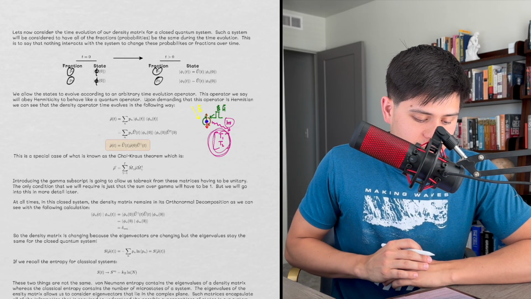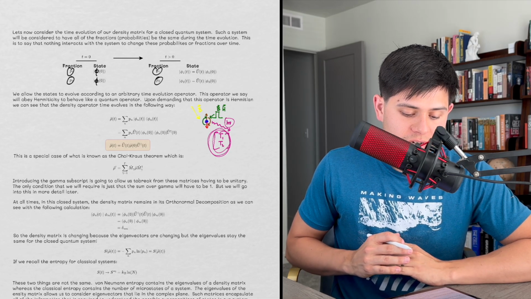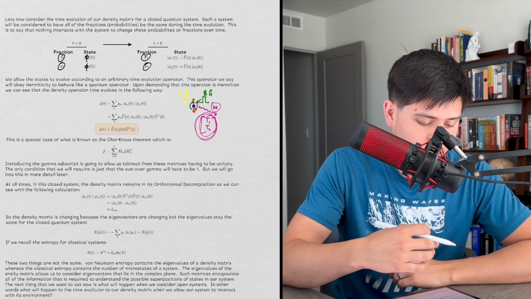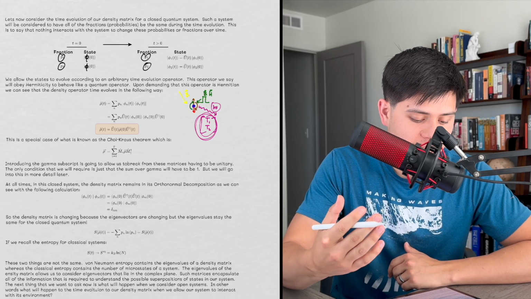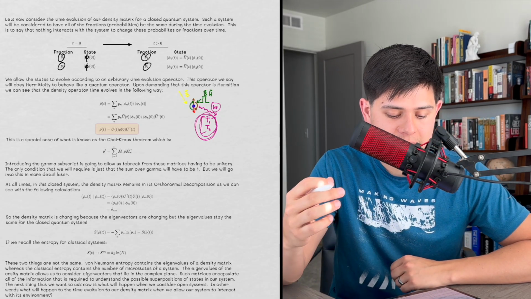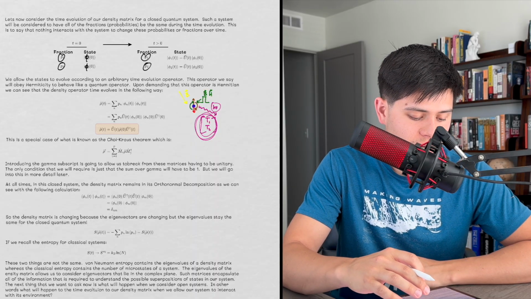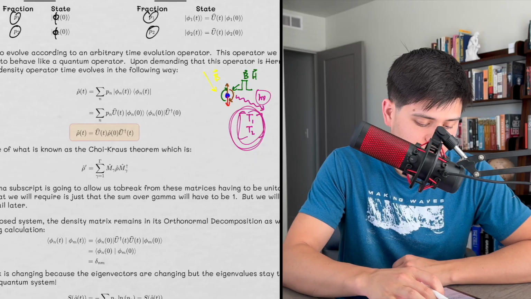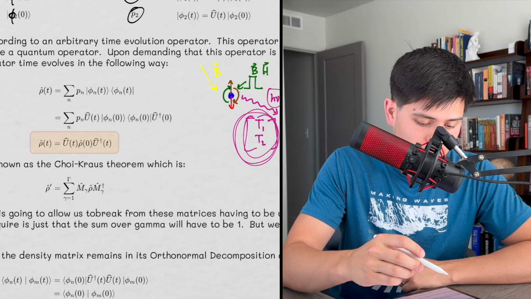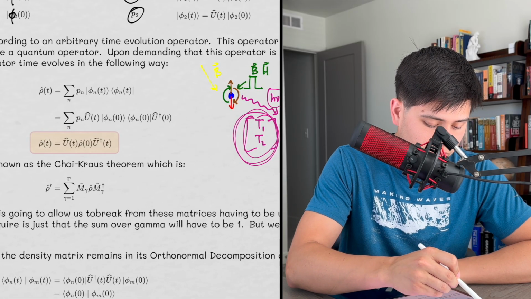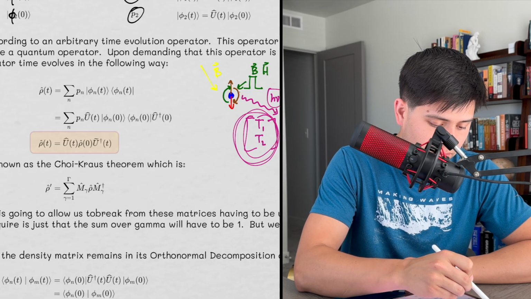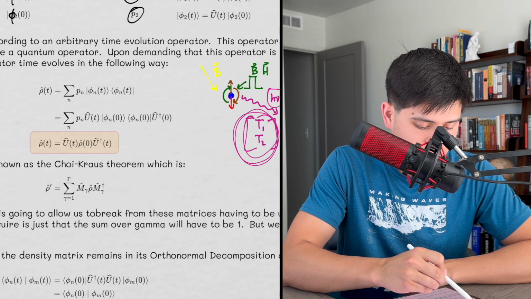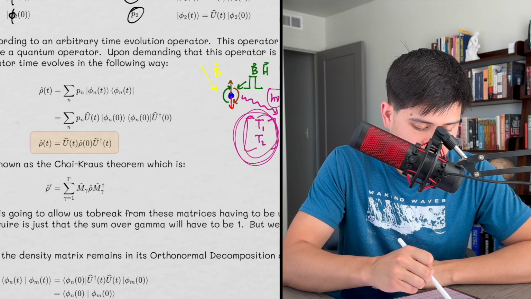We're going to allow the states to evolve according to an arbitrary time evolution operator, and this operator we say will obey Hermiticity to behave like a quantum operator. So upon demanding that this operator is Hermitian, we can see that the density operator time evolves in the following way. So here is our time evolution of our density matrix.